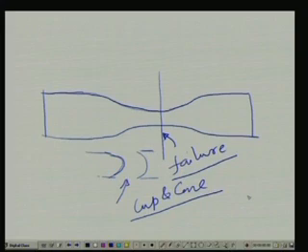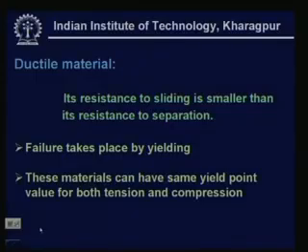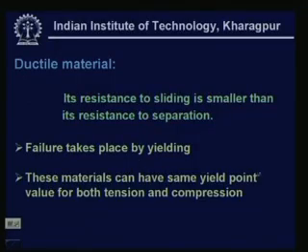So, this is a peculiarity of a ductile material, and this ductile material fails in a cup and cone shape, and as we have discussed earlier, this particular type of failure what we have just shown you is called failure purely by yielding. Now, in these cases the characteristic is that these materials can have the same yield point value for both tension and compression. That means, what we have shown you just now, the particular material was in tension.